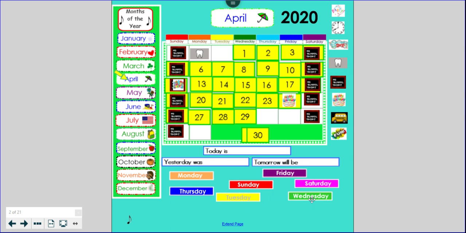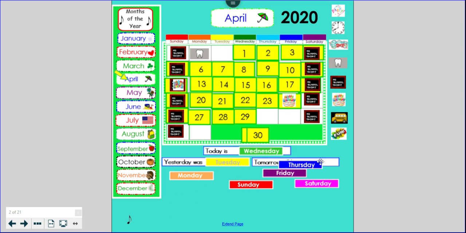Like I said, today starts like the letter W. Wednesday. Yesterday was Tuesday. Very good. And tomorrow will be Thursday. And if you'll remember, Thursday starts with the digraph TH. And that sounds like th.